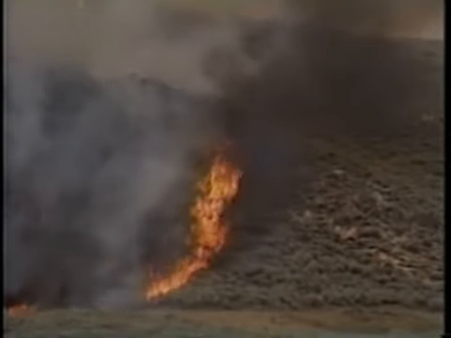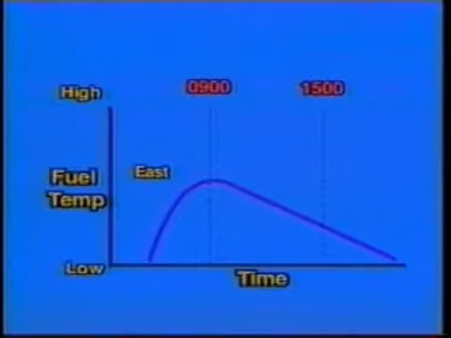Look at the fire behavior on two slopes with different aspects. In the first situation, the fire is burning in grass and sagebrush on an east aspect at 0900. The fuels on this aspect will normally have the highest fuel temperatures in the morning, as the arrow indicates.